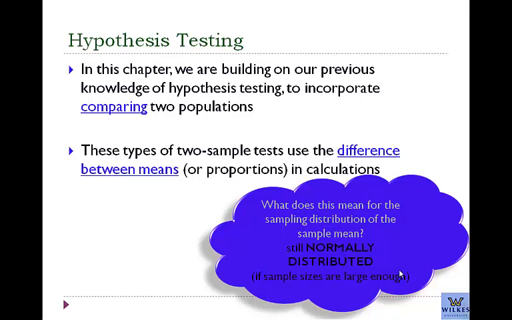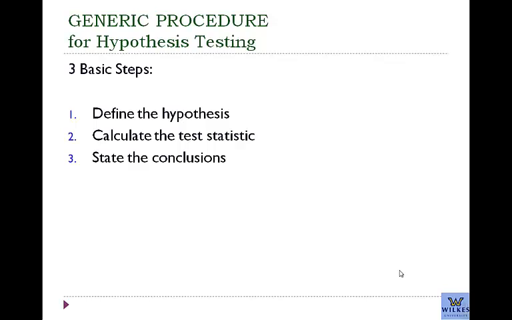We also need to address sampling distributions again. What we've already covered is that if your sample sizes are large enough, you can assume the normal distribution. If your sample sizes are not large enough, you would assume the t-distribution. Hypothesis testing has the 3 steps that we've already discussed. Step 1, define the hypothesis. Step 2, calculate the test statistics. Step 3, state your conclusions.